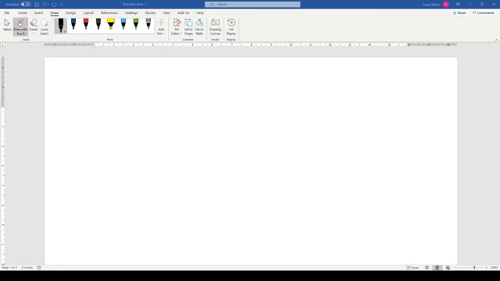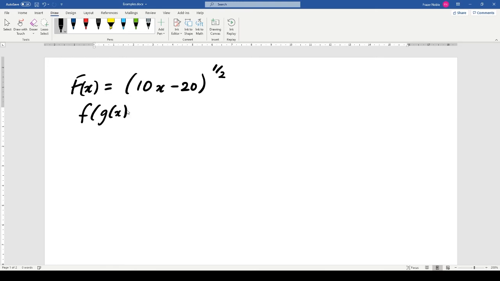Okay, let's look at another example. Let's say that we have f of x being equal to 10 times x minus 20 raised to the power of 1 over 2. So we could say that f of g of x is equal to g of x raised to the power 1 over 2. And we could say that g of x is equal to 10x minus 20.